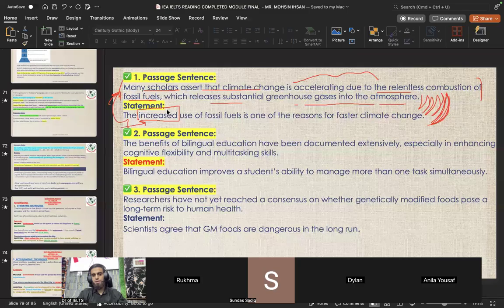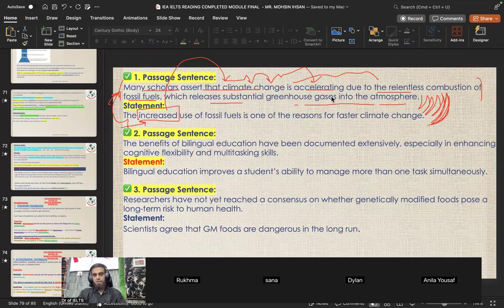What word is used in the passage for increased? Accelerate. Good. Accelerating. And for faster climate change, relentless combustion. That means faster change, right? So both mean the same. The option is true. You got one MCQ correct.